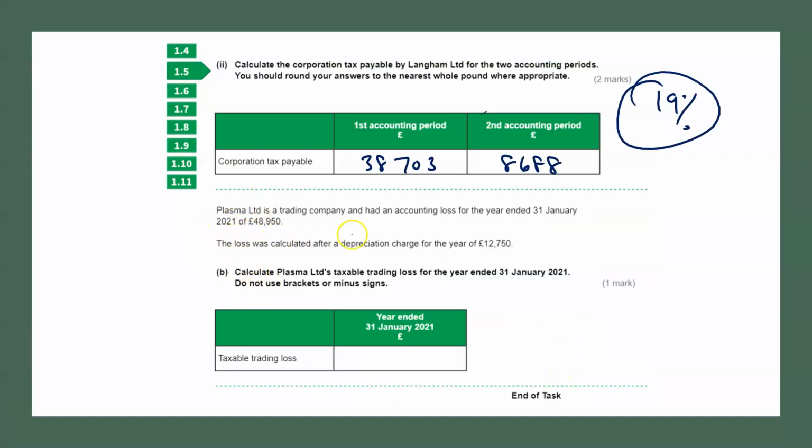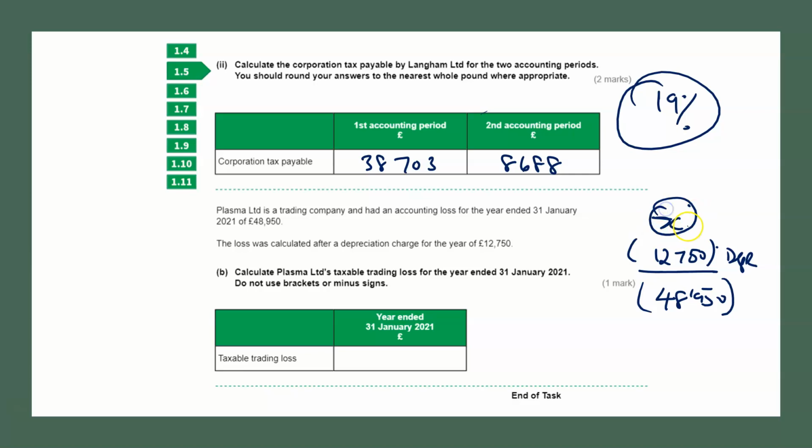Now, this question says that here's your trading company. There's an accounting loss for the year. So imagine you'd made this loss, I'm just going to call that X, and then you'd also taken off a depreciation charge as an additional loss, and you arrived at a final loss of 48,950. So you had a loss which got worse by depreciation. That's what's really going on here. So the question is, what was this loss? You had an initial loss, adding on this loss to get this loss. So in effect, you're really subtracting the two things, aren't you?